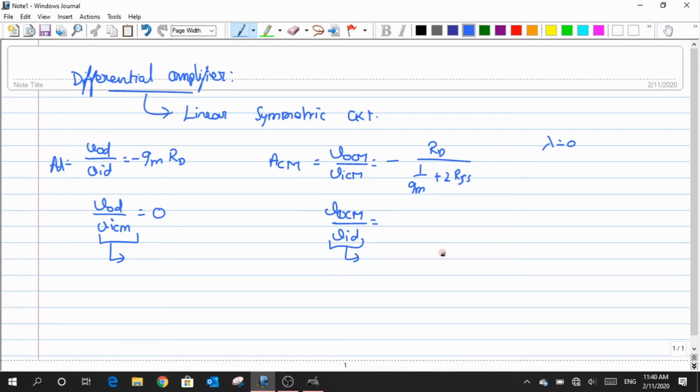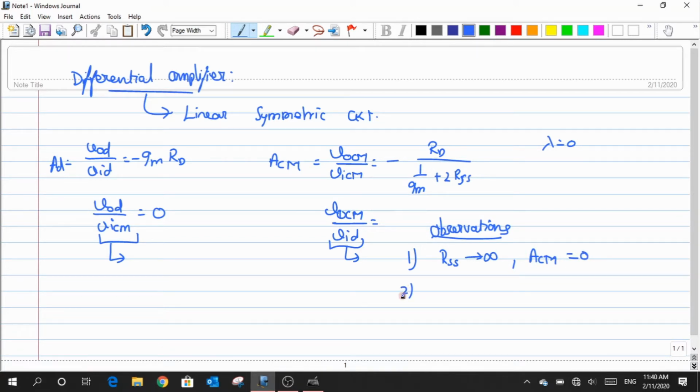Let me write these as observations. What happens the moment RSS is replaced with an ideal tail current source or tail current sink circuit? RSS becomes infinity, and due to this, one among those four factors gets modified. Because of this, the ACM goes to 0. So this is the first observation.